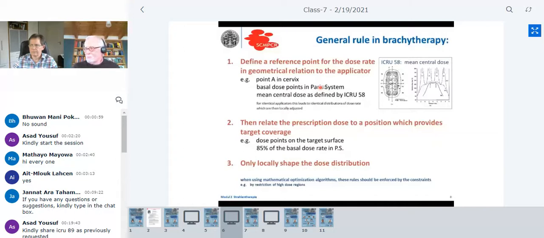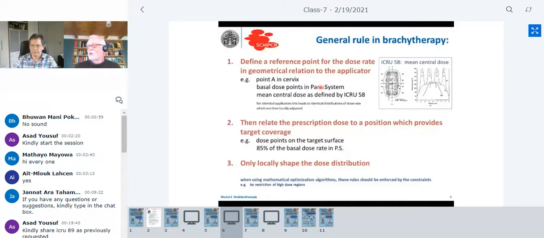More of the definitions in ICRU 58. And this is actually the same system that you use in the Paris system, defining basal points between the sources and using the dose rate at these basal points as reference for the dose rate. And again, for equal applicators, this will lead to an identical distribution of dose rates that are then locally adjusted.